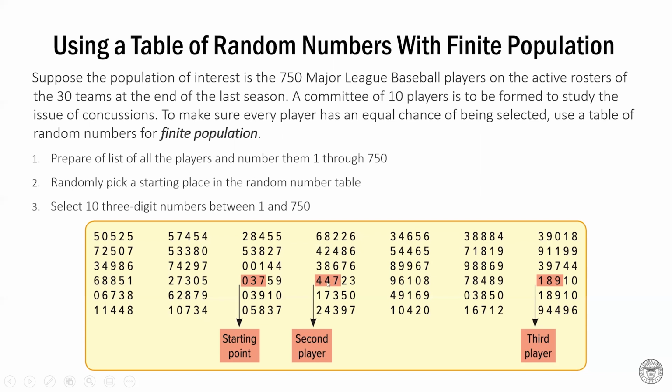The next number is 44723. So we choose player 447. The next number is 961, and it is too high, so we skip it. And we skip the next number, 784, because it's also too high. Then the next number is 18910. So we select player 189, and so on, until we have a list of 10 players.